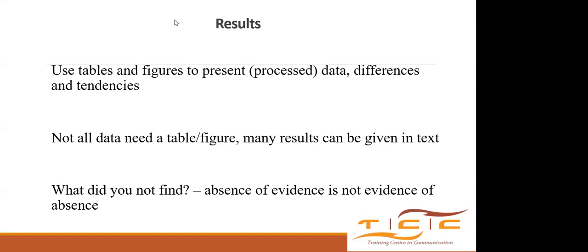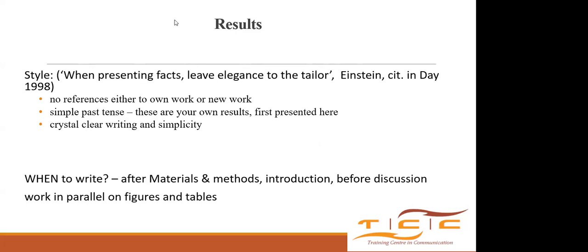So decide on what you want to demonstrate. Depending on what you want to pass across, you can decide whether to use a table, a figure, or just to narrate in words. Now, when do we write this? After the materials and methods section. You need to write the materials and methods and then follow with the results. After writing the results, discuss those results.